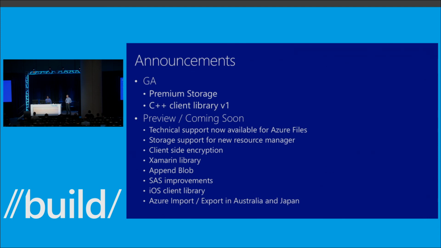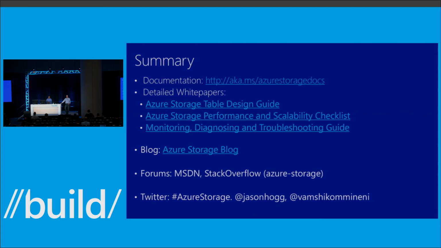Things that are in preview are coming soon. Azure Files is moving towards GA. We have technical support now available for it. We have new resource manager. You've heard a lot about it at this conference. Storage supports the new resource manager. Client-side encryption you saw. We have a Xamarin library that's released as well. And the append blob functionality you saw. SAS improvements are coming soon. There's an iOS library coming soon. And the import-export service that allows you to import data into our service or export it is becoming available in Australia and Japan soon.